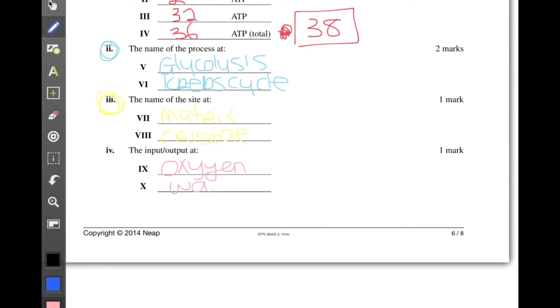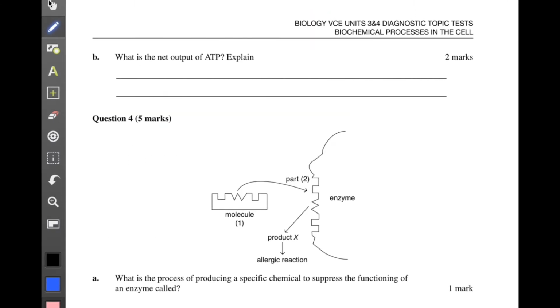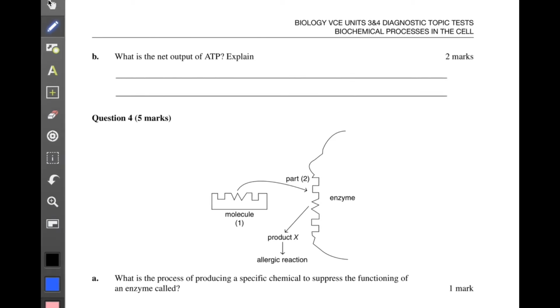Beautiful. So it's section B that I said I'd talk about. There's a multiple choice question that you might have already come across in your weekly questions that addresses this. So what is the net output of ATP? Explain.